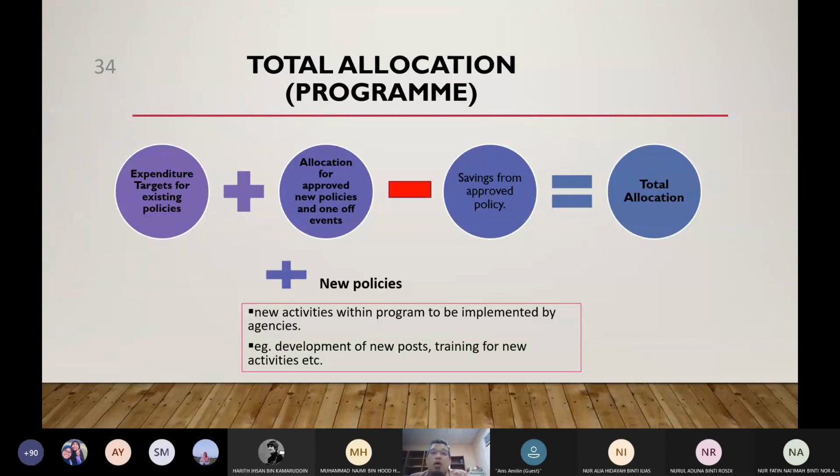Whereas another is a one-off. One-off means only one time, only for that year. It's not recurring, so that will be added as well. And on top of that, there must be saving. This saving is basically to encourage government agencies, if they want to propose the budget, to also consider whether they can save. So if the BRO reviews and finds there are ways to save, then that amount will be removed from the budget application.